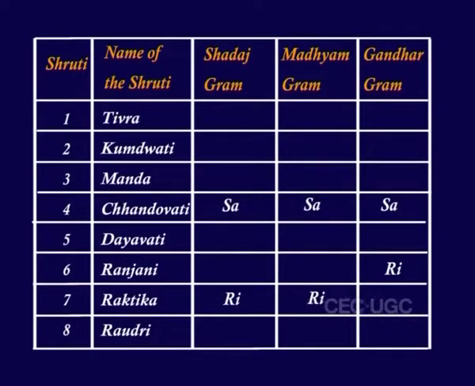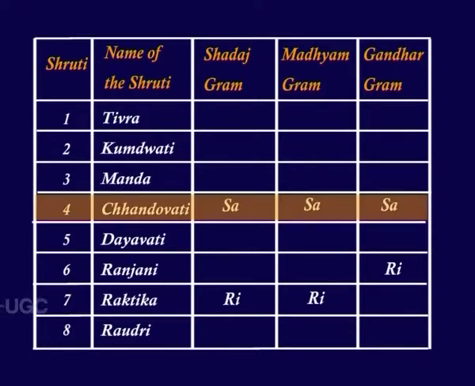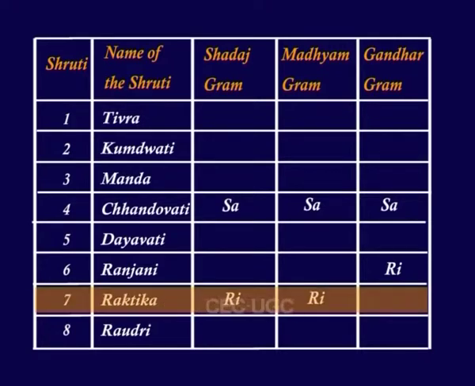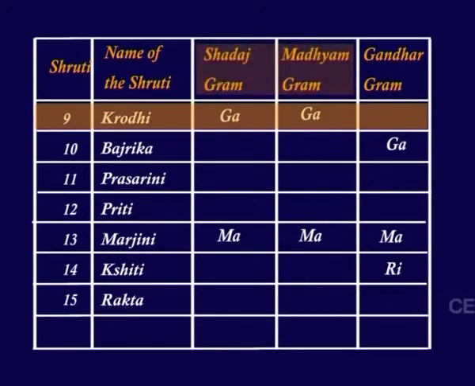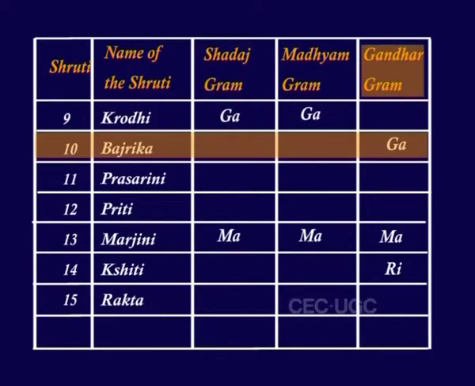The Shruti placement of all the 3 grams prevalent in the ancient period can be shown in a table. Just have a look at this table. You can see in this table that Sa is placed on the 4th Shruti, that is on Chandavati Shruti, in all the 3 grams. Re is placed on the 7th Shruti in Shadaj and Madhyam gram, whereas it is placed on the 6th Shruti in Gandhar gram. Similarly, Ga is placed on the 9th Shruti in Shadaj and Madhyam gram and on the 10th in Gandhar gram.